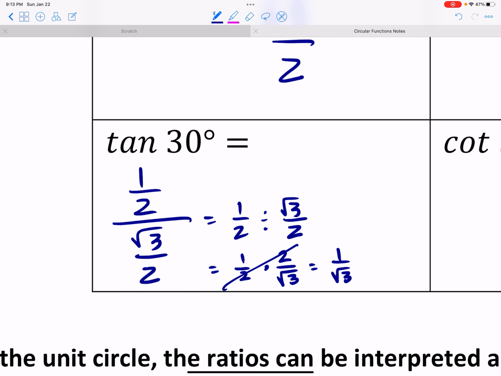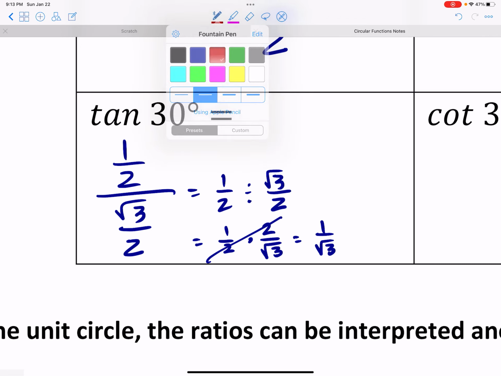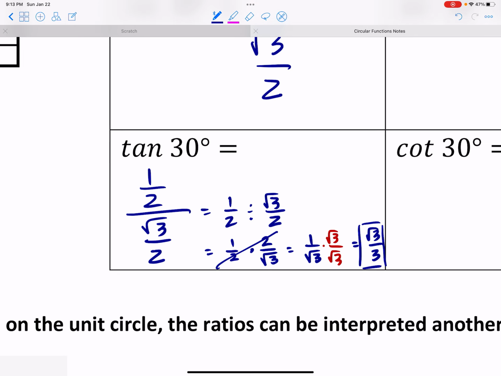But that should really be rationalized. So if we go ahead and rationalize this by multiplying by radical 3, then we end up with the final version for our tangent of 30, which is going to be 1 radical 3 over 3. So there's our tangent of 30. Clearly not as simple as the others.